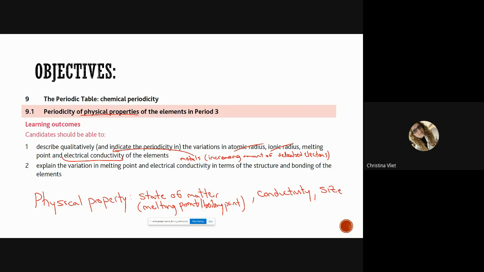And then objective 2: explain the variation in melting point and electrical conductivity in terms of structure and bonding. Melting point. Have we learned about melting points this unit? So this is totally in this unit. This is definitely a topic that's in this unit. Variation in melting point. When we look at melting point, what should we always be comparing?